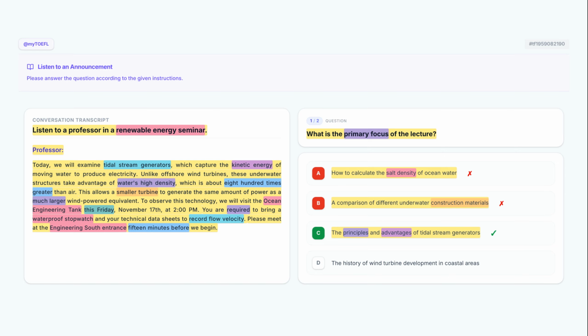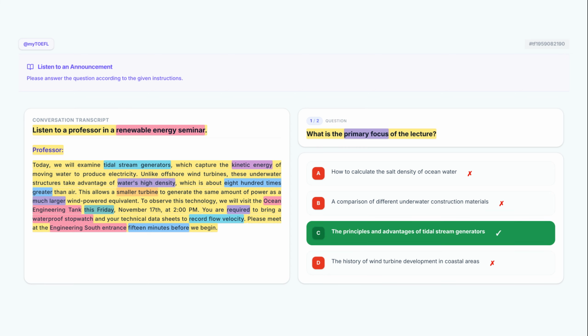Finally, let's look at option D. The history of wind turbine development in coastal areas. The professor mentioned wind turbines only as a comparison to show the benefits of water density, not to discuss the history of their development. Therefore, the correct choice is option C because it encompasses the main academic topic of the talk.